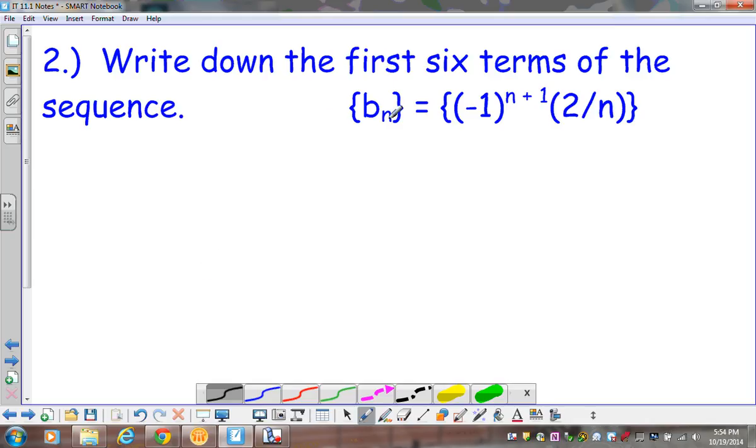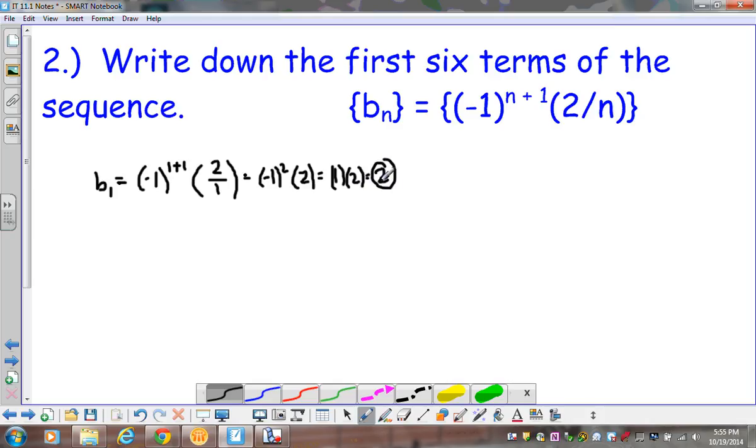Here we have b sub n, same thing as a sub n. But I want to find my first 6 terms. So if I want to find my first term, that's going to be b sub 1. Again, 1 because I'm looking for my first term. So I'm going to have negative 1 raised to the n plus 1. My n value here is 1, so we raise it to the 1 plus 1, times 2 over my n value, which because it's my first term, I plug in a 1. So we've got negative 1 raised to the 1 plus 1, which is 2. Let's write this out: negative 1 squared times 2 divided by 1 is 2. Negative 1 squared is 1. 1 times 2 is 2. So my first term here is going to be 2.